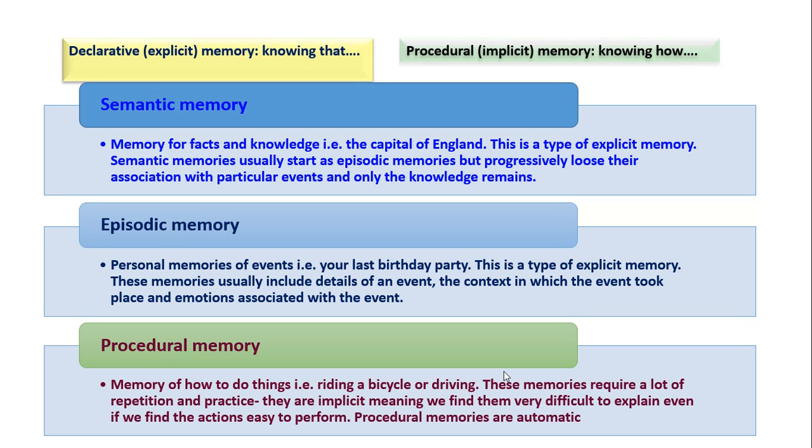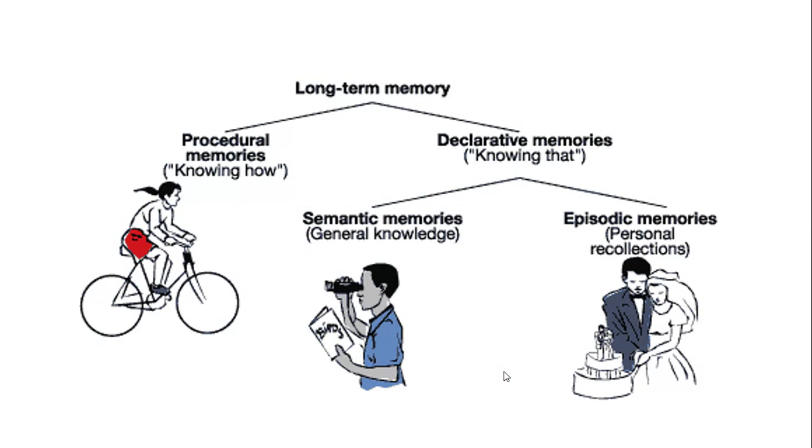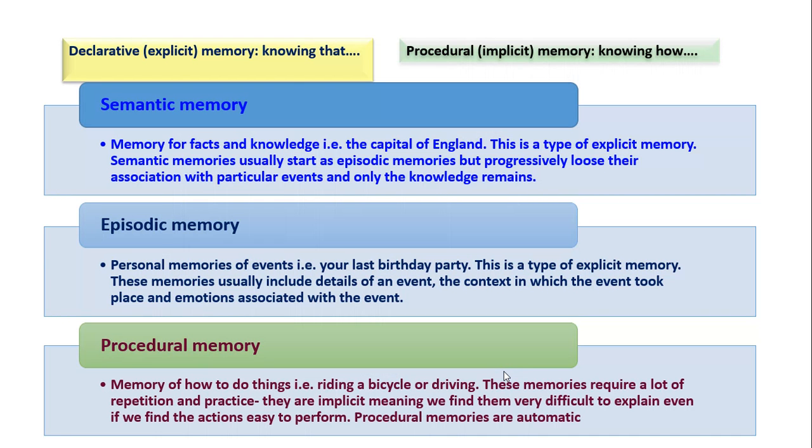So procedural memory is what we call an implicit memory. We don't have to think about it. It's automatic. It's how to do stuff. And declarative memory is an explicit memory. So from the diagram on the last page, procedural on the left is implicit. Declarative is explicit. So implicit, that you don't need to think about doing them. Explicit, you do.